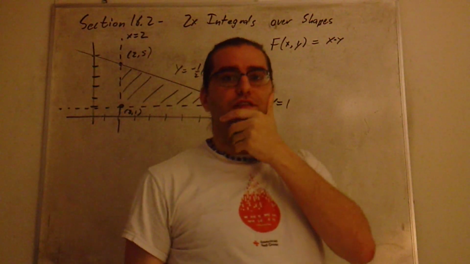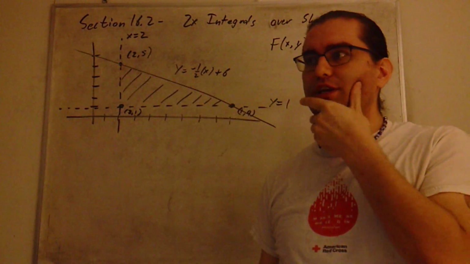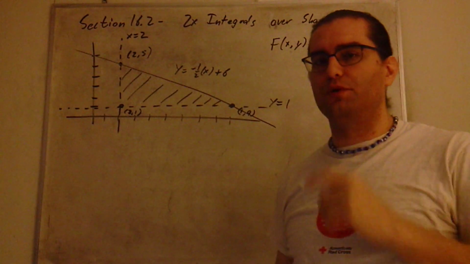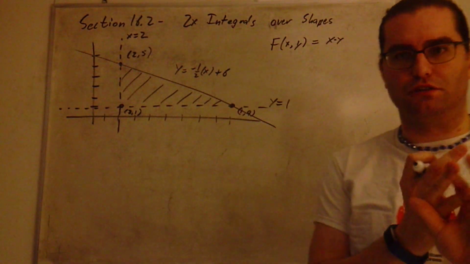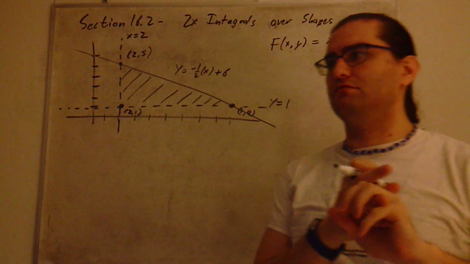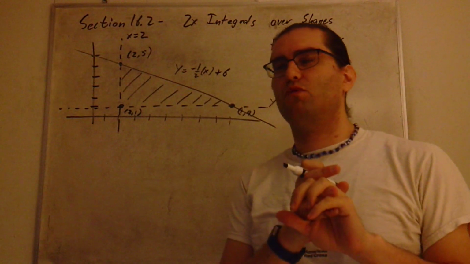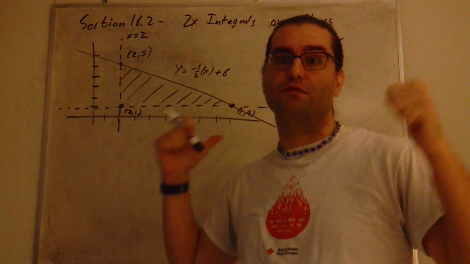A lot of this is going to have some commonality with what we did in Calc 2 when we were doing areas between curves and volumes of rotation. When we were doing those sections, that was section 6.2, 6.3, and 6.4 from this same textbook, if you're curious.